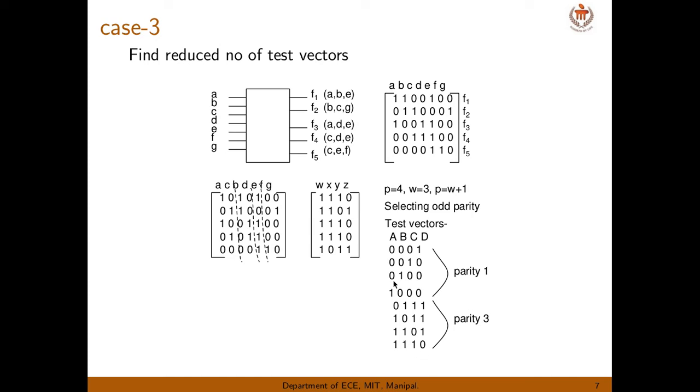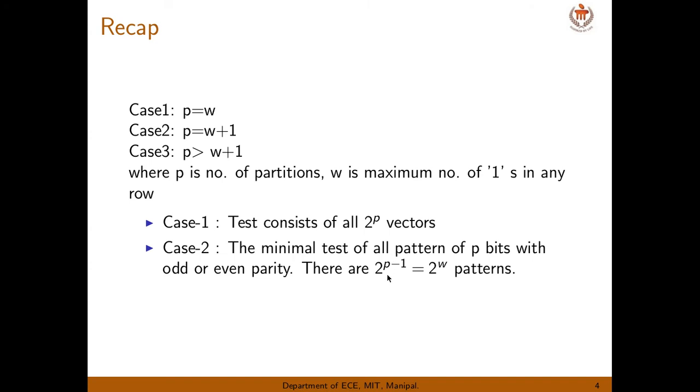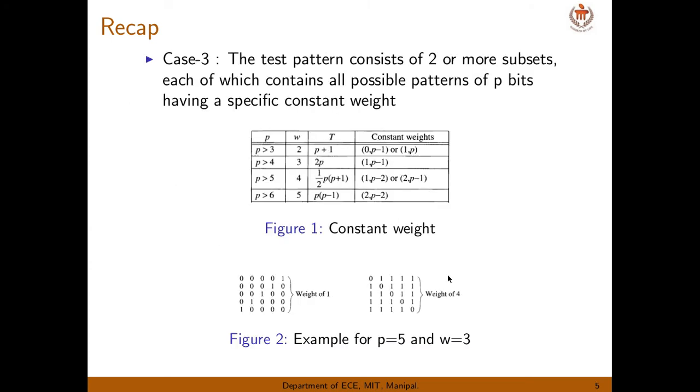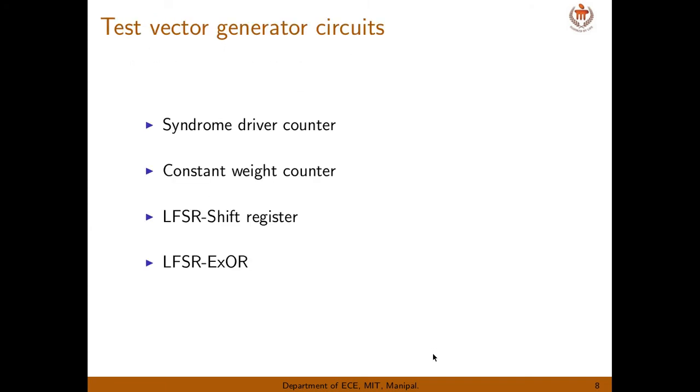So finally the test vector will have 4 inputs and total number of combination will be 2 power W. Let me check here. See, total number of test patterns will be 2 power W. Here P equal to 4, W equal to 3. So 2 power 3 number of test vectors, so 8 test vectors. Though you have 4 inputs, we'll get only 8 test vectors.